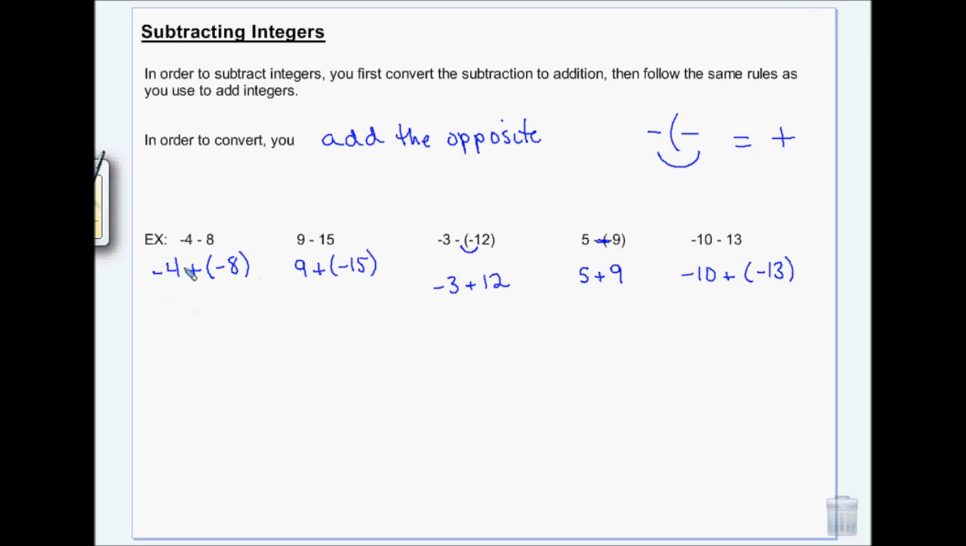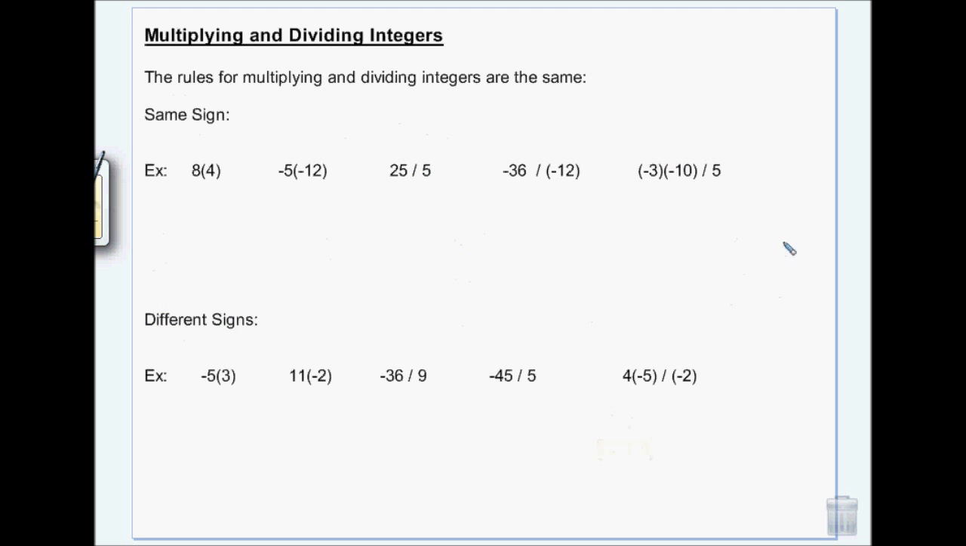Once they're converted, then we can add them. I have 2 negatives, so 4 and 8 is 12, negative 12, because we're still adding. 9 and 15, negative 15, so I've got opposite signs, so I'm going to subtract. Here I have opposite signs, so I'm going to subtract, and the 12 is bigger, so my answer is positive. These are the same signs, so I just add. These are the same signs, so I add, but they're both negative, so my answer is negative.